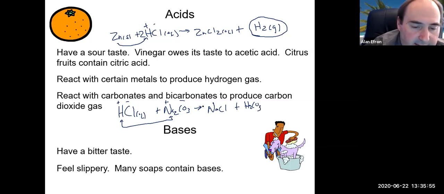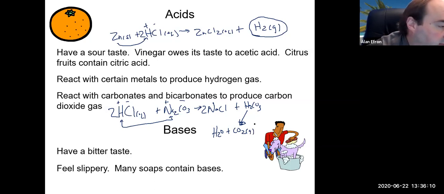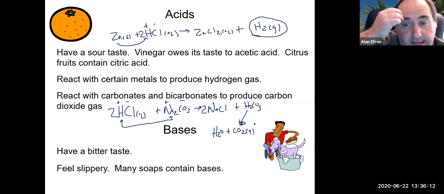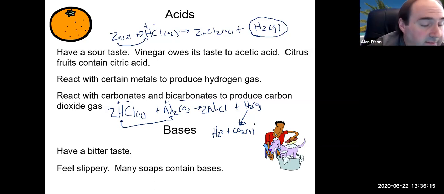I would do a little balancing here, but I'll just go through it. This carbonic acid that's produced quickly breaks down into water and CO2 gas. And that's the plop, plop, fizz, fizz that you see when you react an acid with a carbonate. It's that generation of CO2 gas. So as you probably learned in 1A, it's a double displacement reaction followed by a decomposition reaction of carbonic acid, which produces that CO2 and water.